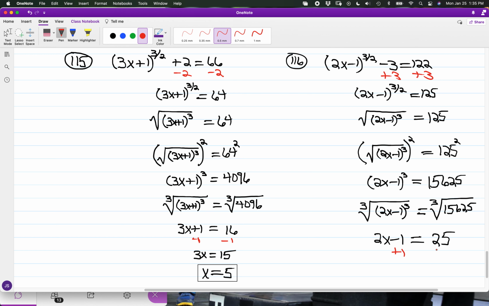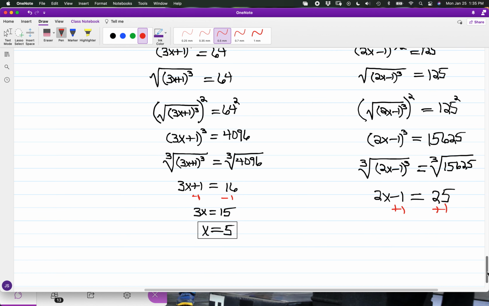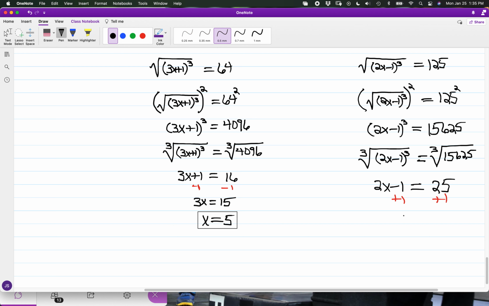And adding 1 to both sides, we have 2x is equal to 26. And we have a division by 2, so for x, the outcome is going to be 13.